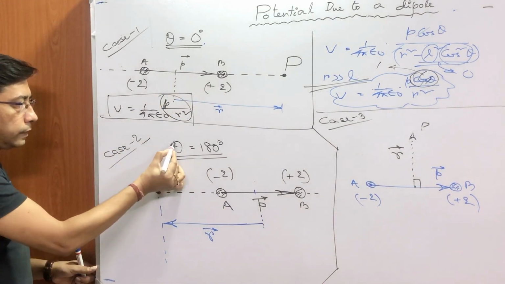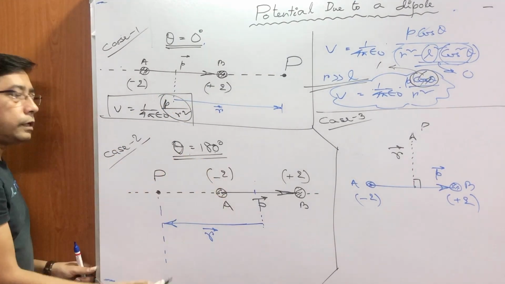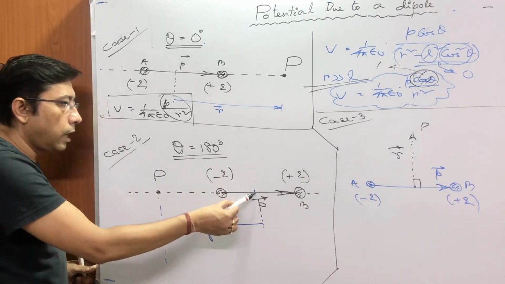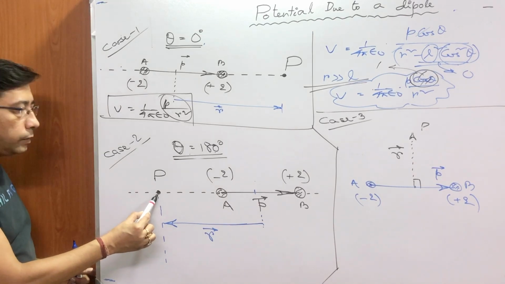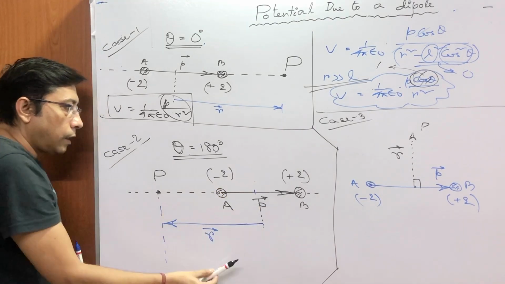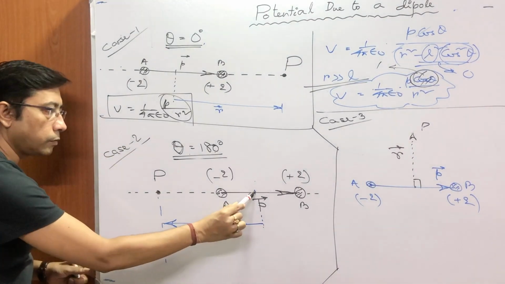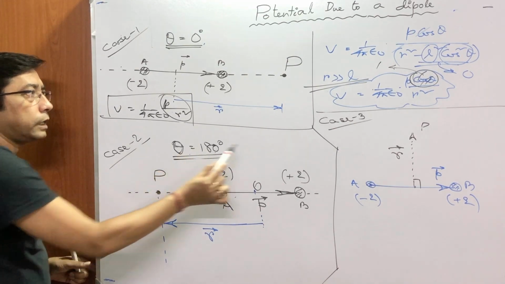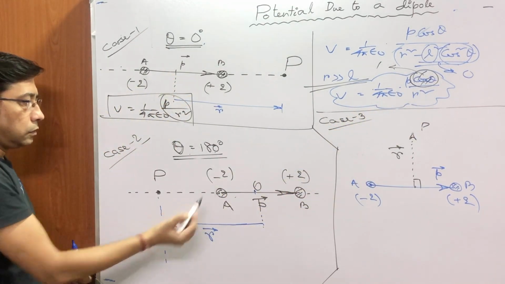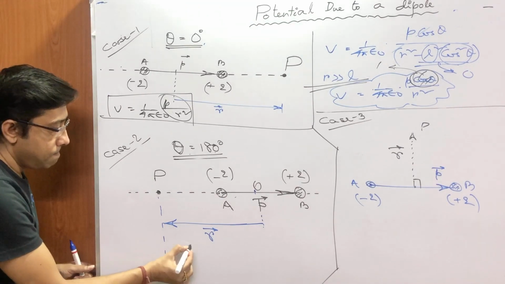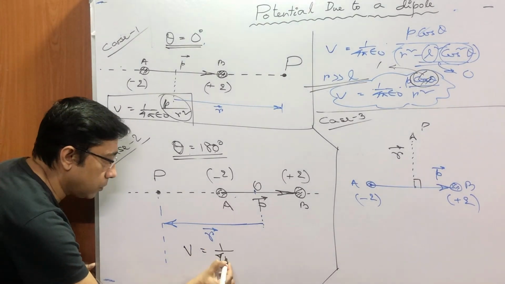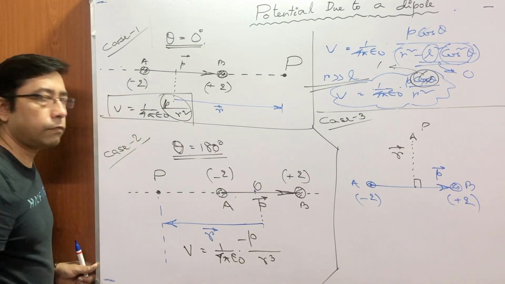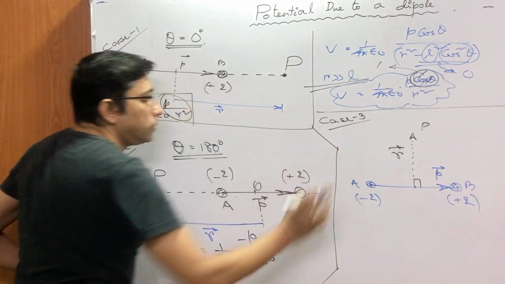Similarly, for the second case, here theta is 180 degree. That means the dipole is placed along this direction, but the point lies over here on the back side. That means vector P and vector R, the distance from the middle point O, are in opposite directions. So theta would be 180 degree, and cos 180 degree would be minus 1. So here we can write V equals 1 by 4 pi epsilon naught P by R square, but that would be negative because cos theta is minus 1.